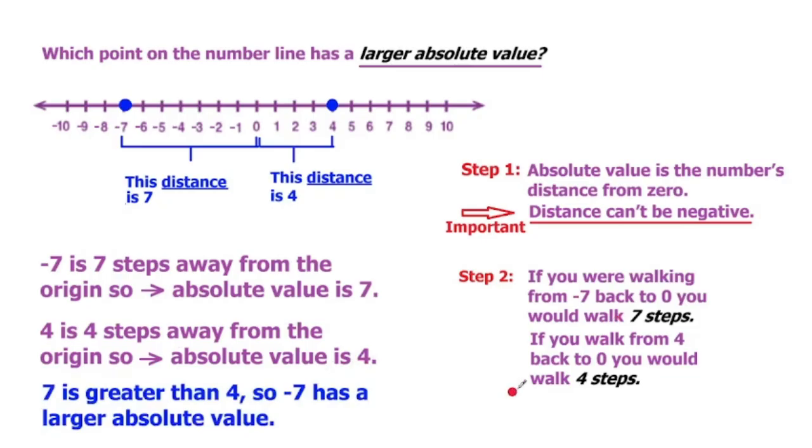So that means 7 is greater than 4. So -7 has a larger absolute value, even though -7 is smaller than 4. But it doesn't matter. We're talking about distance to the origin, which cannot be negative. Okay? And that's it. That's all you need to know about distance from the origin, or in other words, absolute value. And don't worry if you don't understand this right away, you could just rewatch the video.